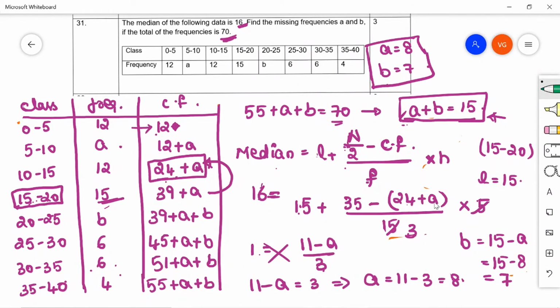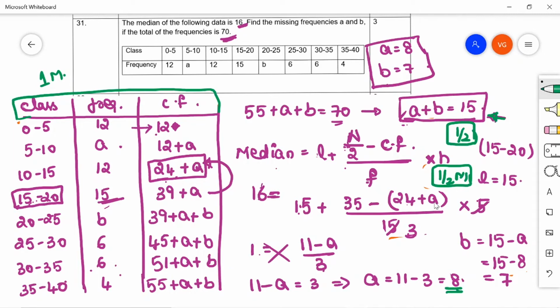Coming to the marking criteria, for writing down this table, constructing this cumulative frequency itself, you will get 1 mark here. Then writing this equation, a plus b is equal to 15, half mark. For the formula, half mark. Finding the value of a, you will get half mark. And finding the value of b, you will get another half mark. So this is how the 3 marks are divided for this statistics based question.